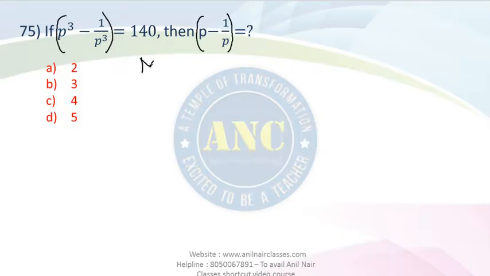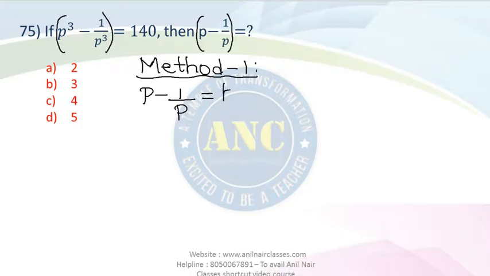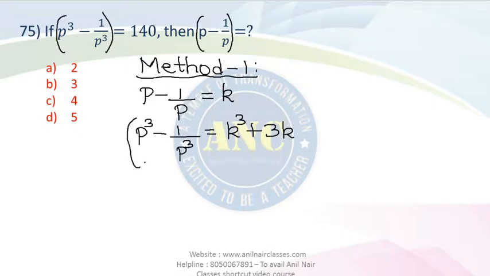Now method 1. Method 1 is a slightly lengthy method. I will not solve this method completely, but I will give you the hint of solving it. I want to find the p minus 1 by p value. That I will call as some constant k. Now we know that if p minus 1 by p is k, then p cube minus 1 by p cube is nothing but k cube plus 3k. But p cube minus 1 by p cube is given in the question as 140. Now this is a cubic equation.